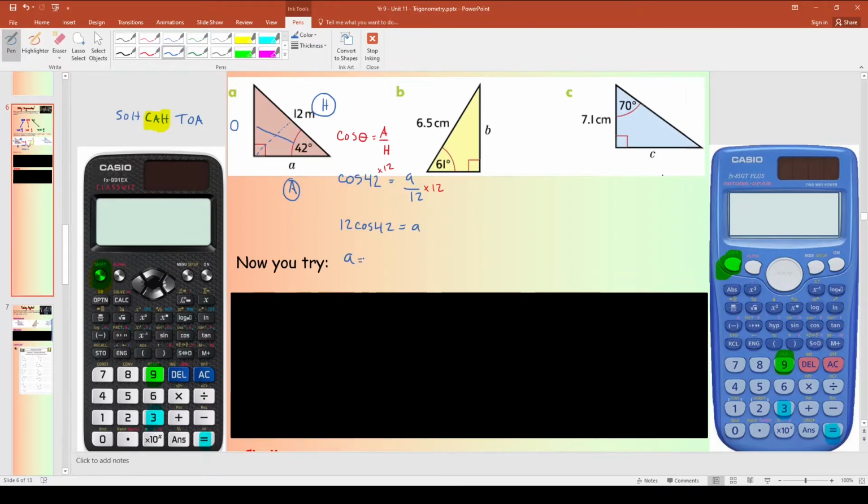Okay, put exactly that into your calculators. So type in 12, type the cos button, and it comes with an open bracket, but don't let that alarm you. Push 42, then close the bracket. So it says exactly what my screen says there. Push equals, and you've got 8.92 meters. Like a boss, your first ever trig question.